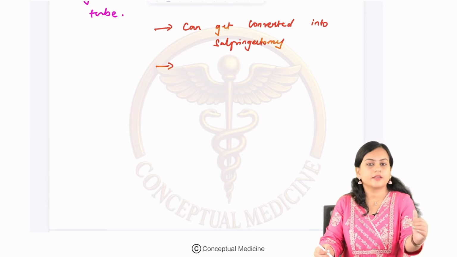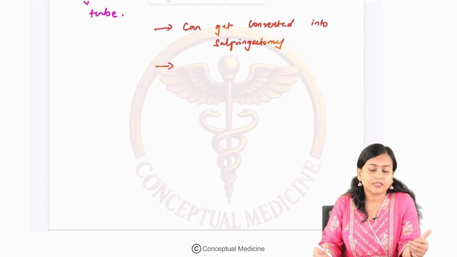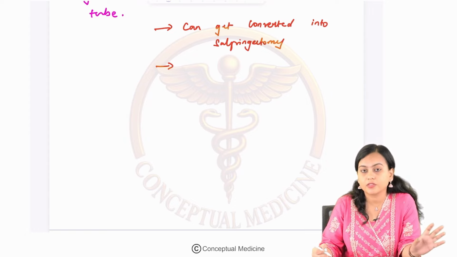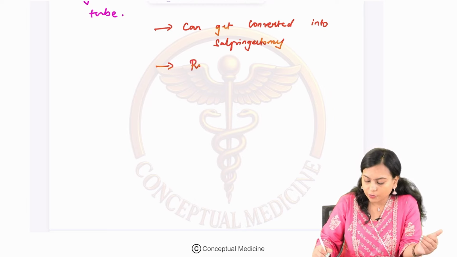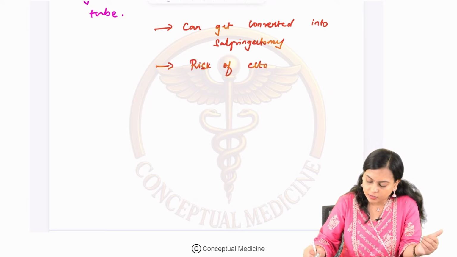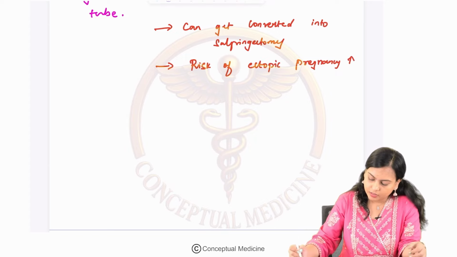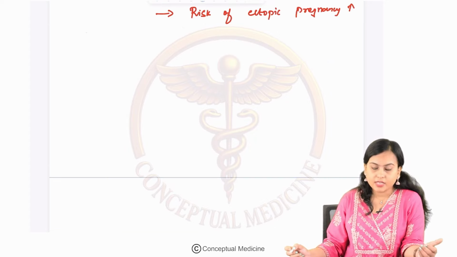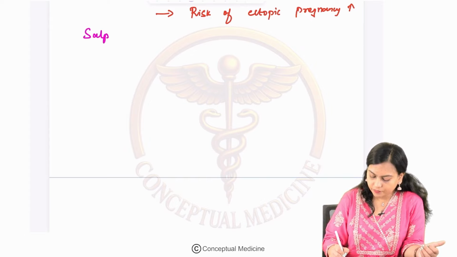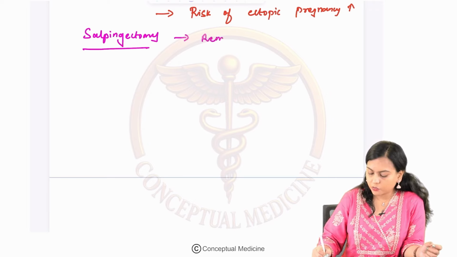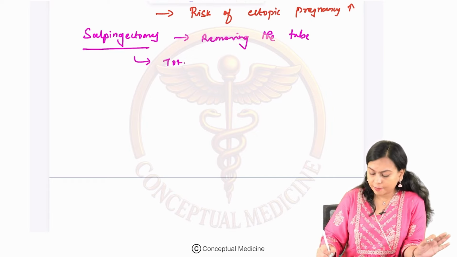And if you are just leaving the tube as it is, we have already seen that there is an increased risk of ectopic pregnancy when there was a prior ectopic pregnancy as well as when there was a tubal surgery, right? So, the risk of ectopic pregnancy is increasing in this case if you do a salpingostomy. Okay. So, the preferred method is salpingectomy, where we will be removing the tube, and a total salpingectomy, that is complete removal of the tube, is preferred always.